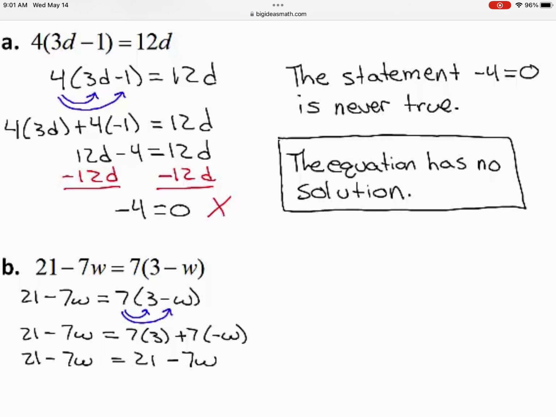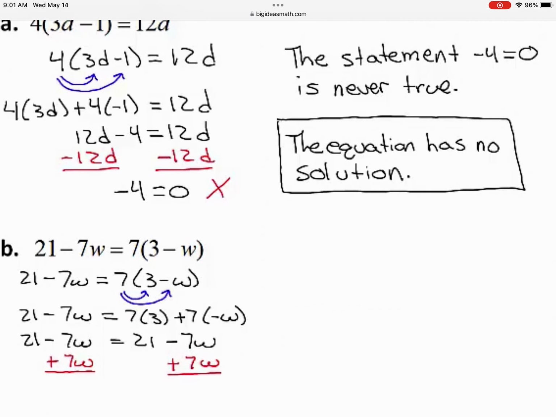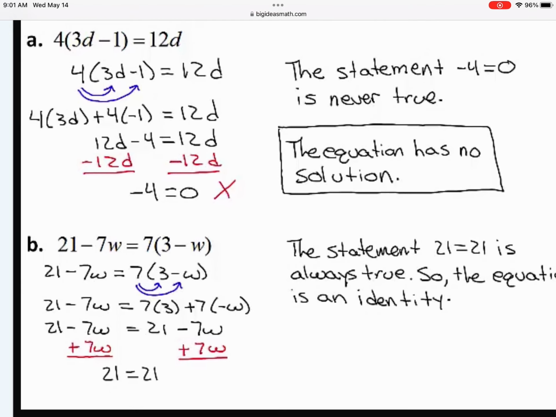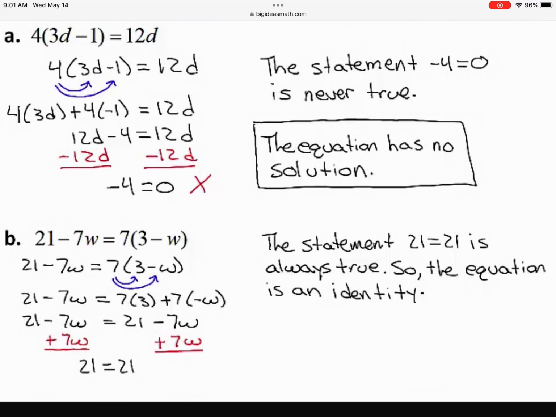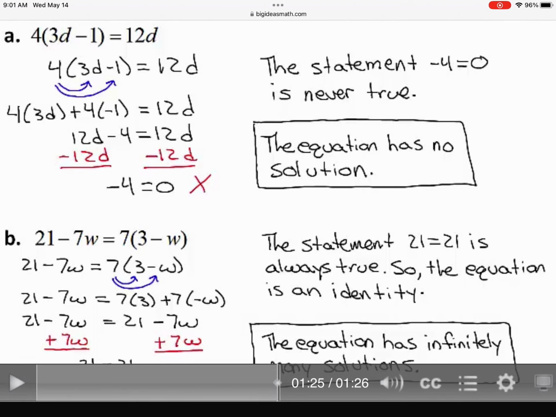minus 7w. Next, add 7w to each side of the equation to isolate the variable terms on one side. Because negative 7w plus 7w equals 0, 21 equals 21. The statement 21 equals 21 is always true, so the equation is an identity. So the equation has infinitely many solutions.